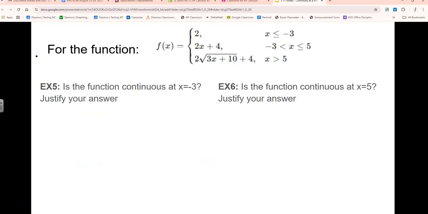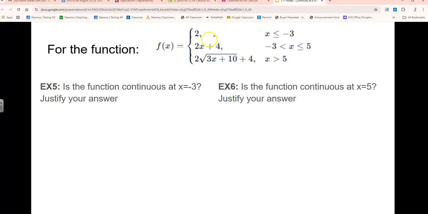So for this problem, I've got a piecewise function, and they are going to ask me about continuity at 2 different spots, at -3 and at 5. And it says justify your answer, or it might say show the work that leads to your answer. That means you've got to show your work for that. And even if I forget to put it there, still show your work. Unless it's a multiple choice question, show your work, right? If it's multiple choice, I'm just grading whether you got the answer right or not.